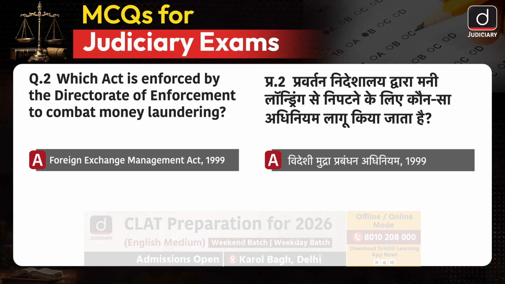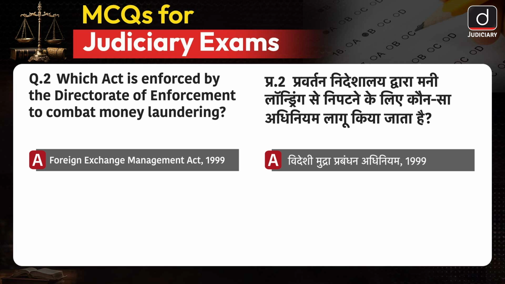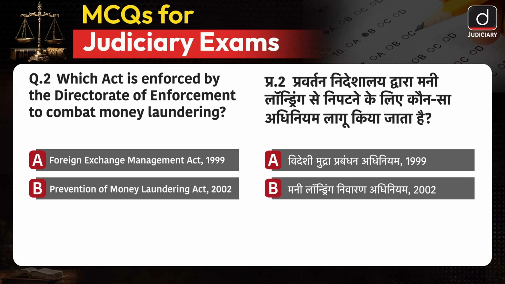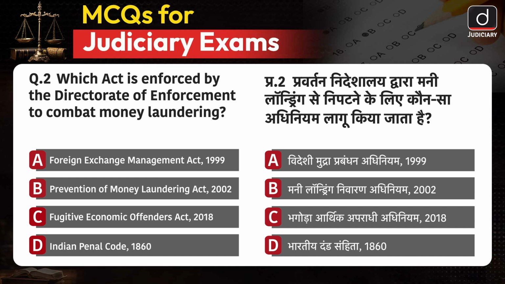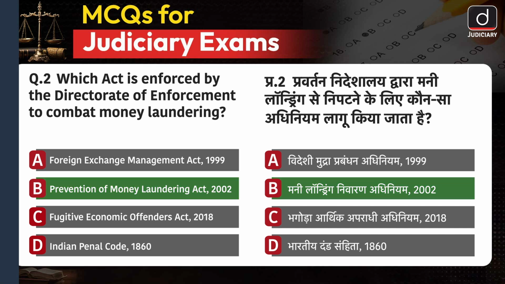Second question is, which act is enforced by the Directorate of Enforcement to combat money laundering? Option A, Foreign Exchange Management Act, 1999. Option B, Prevention of Money Laundering Act, 2002. Option C, Fugitive Economic Offenders Act, 2018. Option D, Indian Penal Code, 1860. The correct answer is Option B, Prevention of Money Laundering Act, 2002.